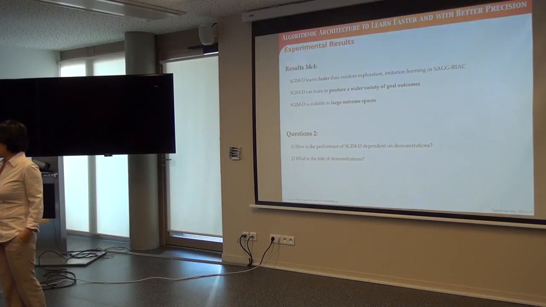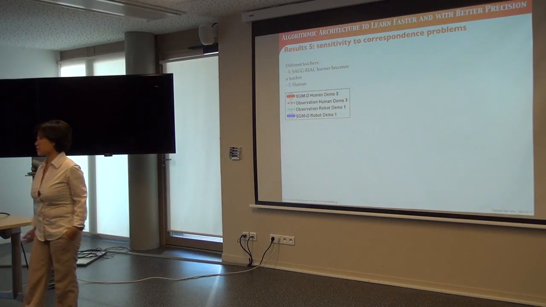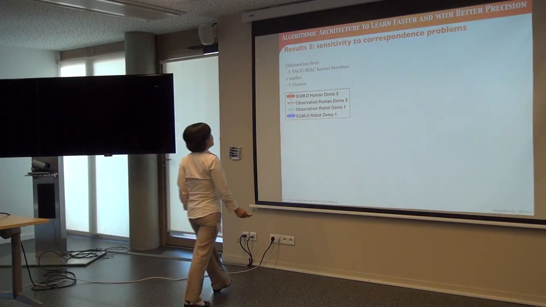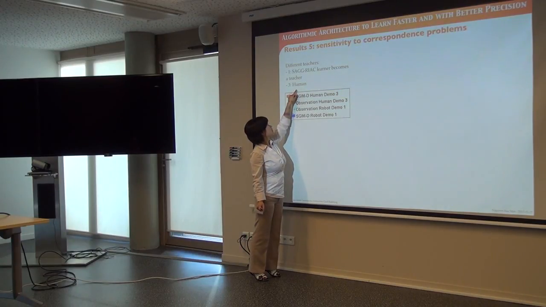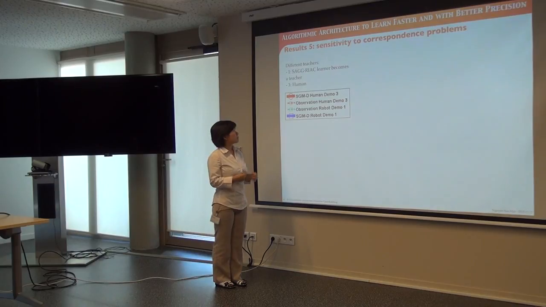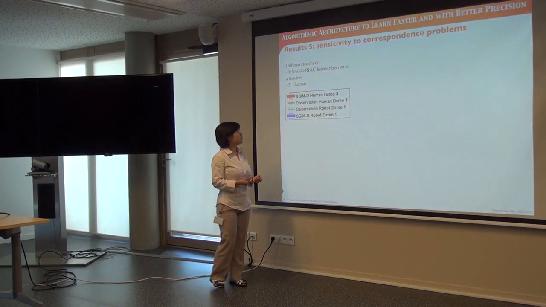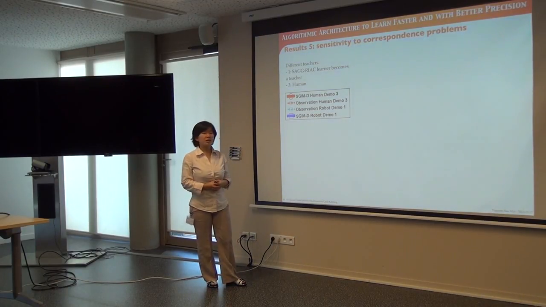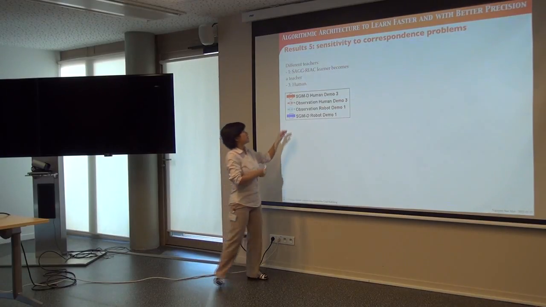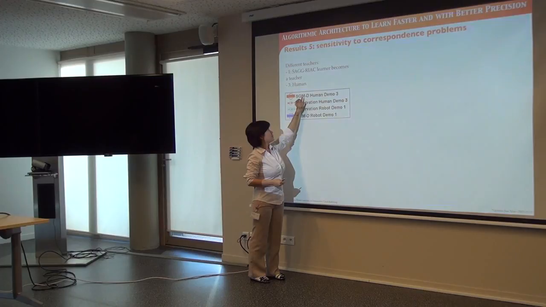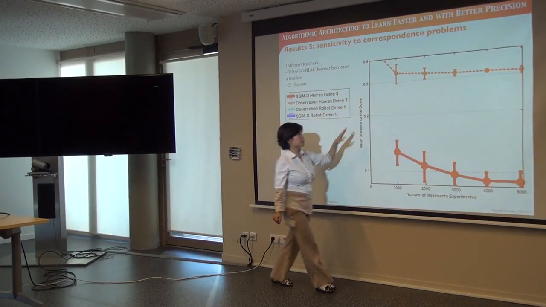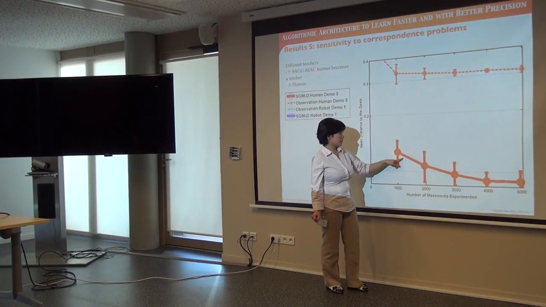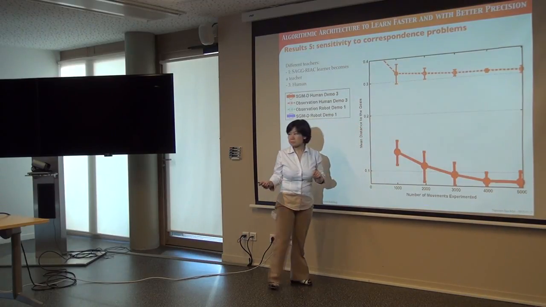So for that, we tried to analyze how sensitive it could be to correspondence problems. So we use a second teacher. We have the first teacher, which is teacher three, who is the human teacher. And we also used another teacher, which is a robot that has learned with SAGG-RIAC and now gives demonstrations to our new learning agent. And we plotted for each of those teachers the performance for SGIMD and learning by observation. So you already know the plots for observation and SGIMD for teacher three here.